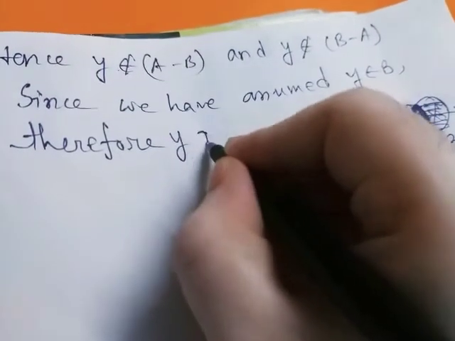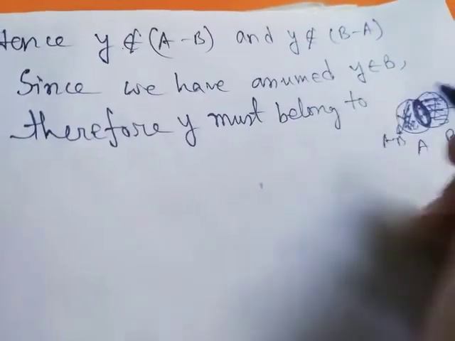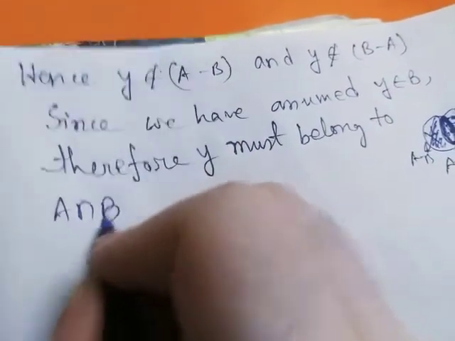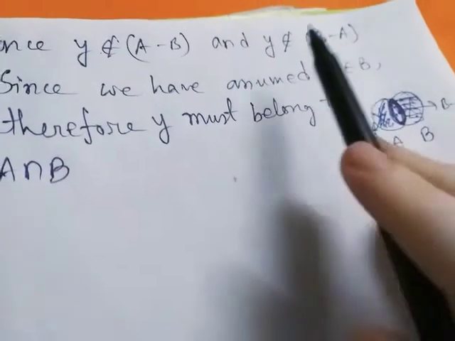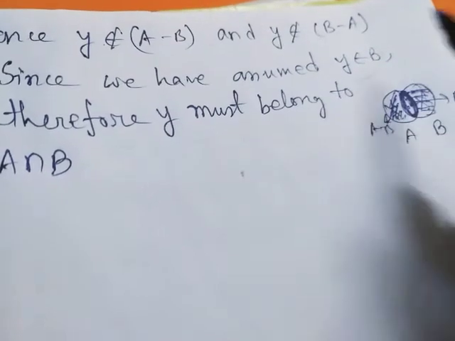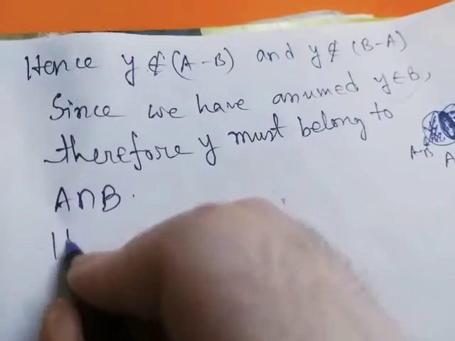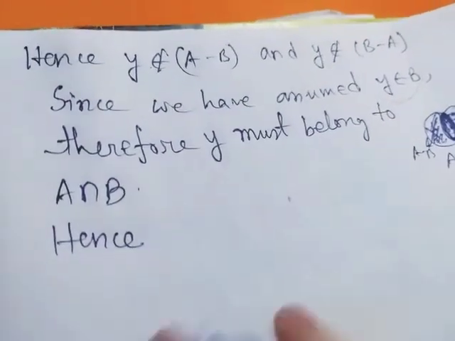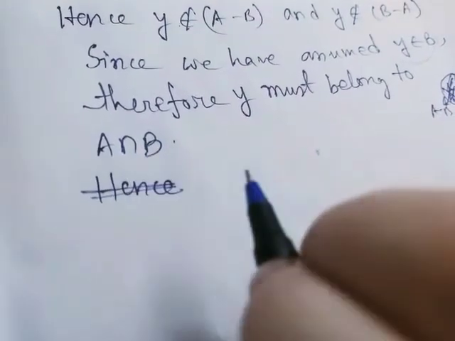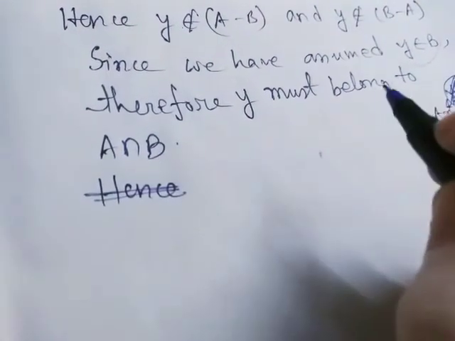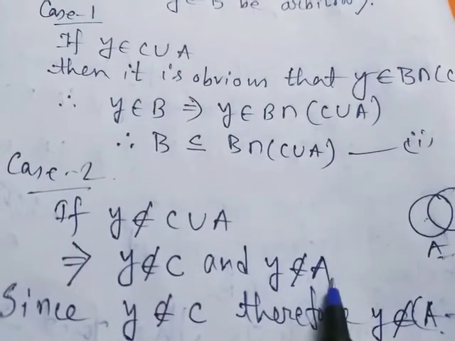That is why it must belong to A intersection B. Therefore, Y must belong to A intersection B. Because Y does not belong to this and also Y does not belong to B minus A. But we assumed Y belongs to B. So obviously Y must belong to A intersection B. Hence, Y belongs to A intersection B. Therefore Y belongs to A and Y belongs to B.